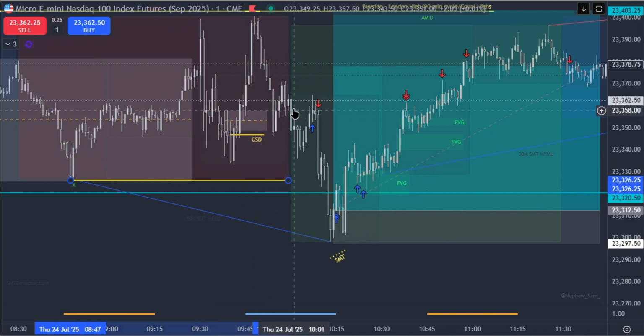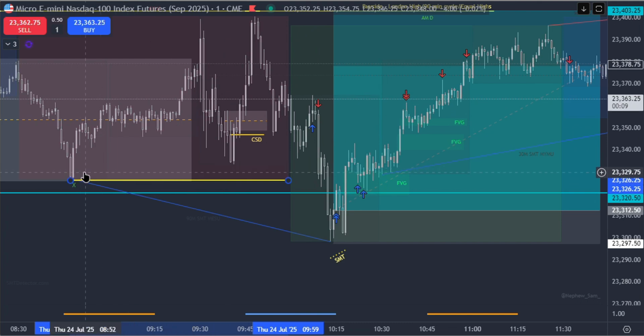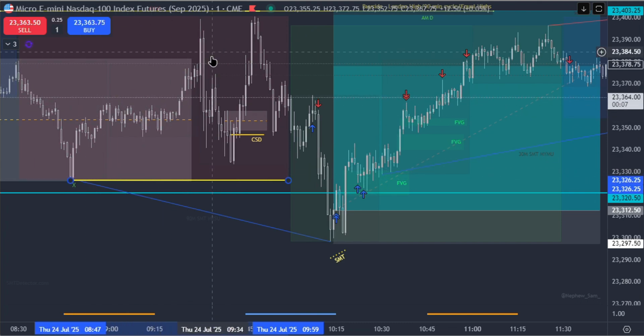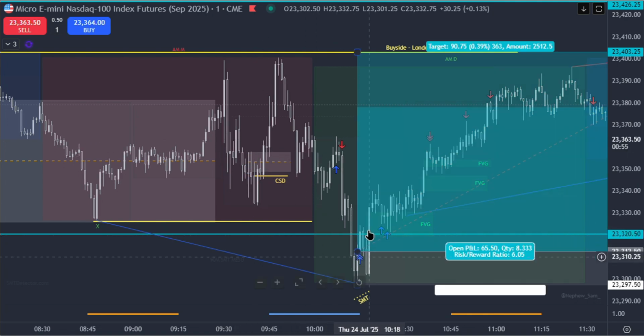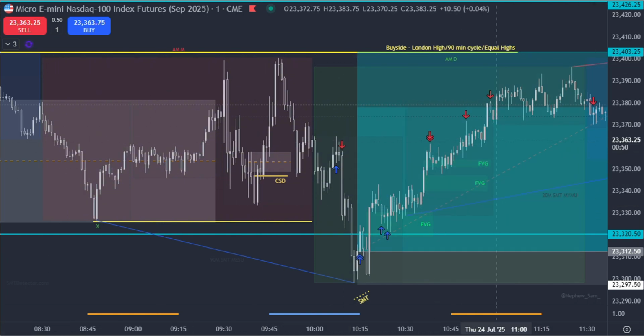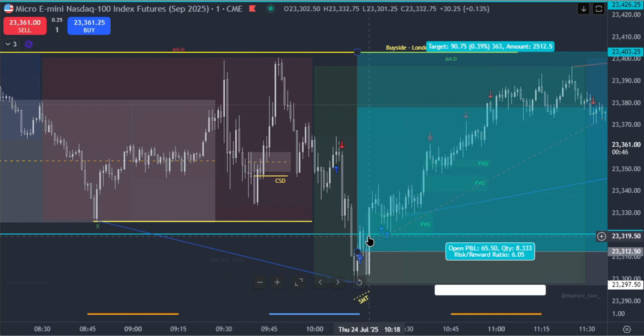The 10 o'clock candle comes, sweeps the previous 90-minute cycle. This 90-minute cycle is a 9 o'clock candle. So a lot of times the 10 o'clock candle will come sweep the 9 o'clock candle, do a market structure shift, and then it'll have the buy side. So it'll sweep 9 o'clock candle liquidity. You'll see CSD, and then you can target the highs.